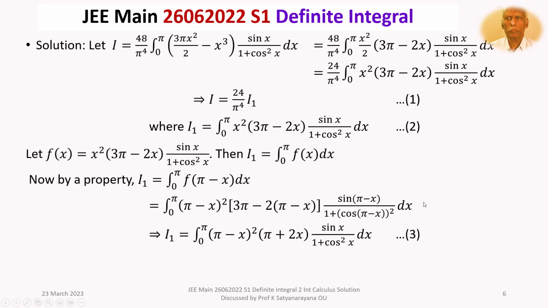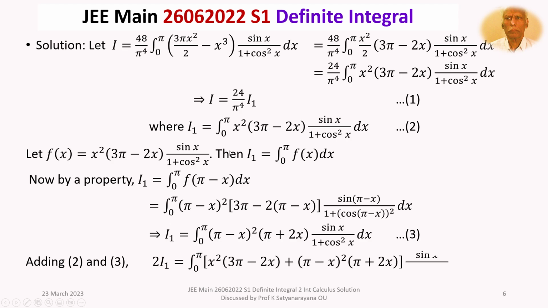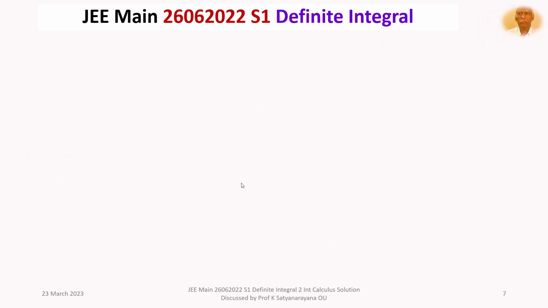Now adding 2 and 3, you will get I1 plus I1, that is 2 I1, equal to integral 0 to pi x square into 3 pi minus 2x plus pi minus x whole square into pi plus 2x, multiplied by sin x by 1 plus cos square x, with respect to x. We continue in the next slide.